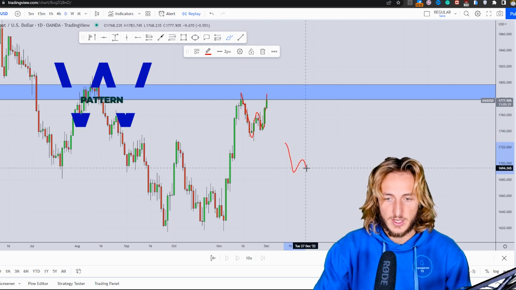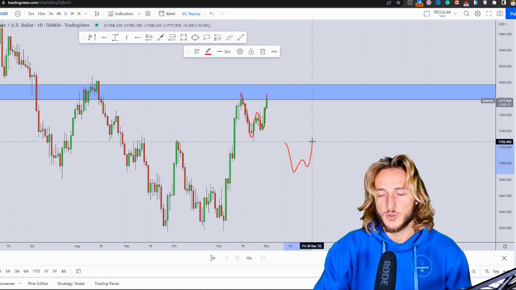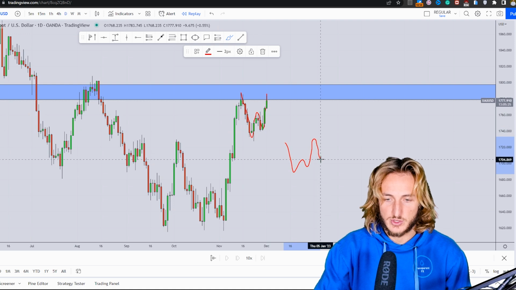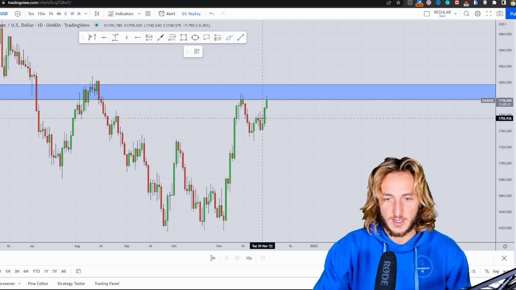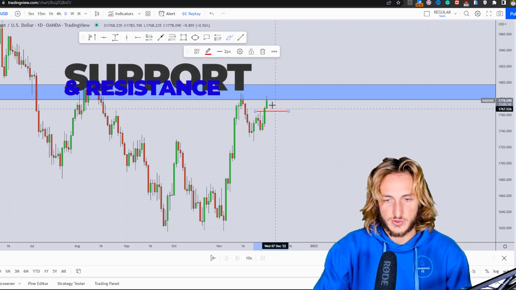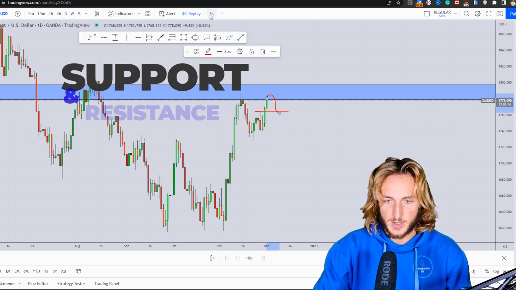However, what we can notice at the moment is that the market just created this W formation. And in general, after the creation of a W, what you would like to see is for the market to create a rejection lower to go and complete the W formation at the neckline, which is the previous resistance turned support here from a daily perspective.